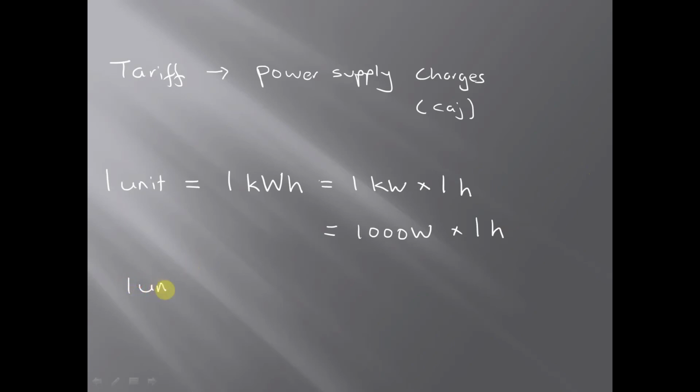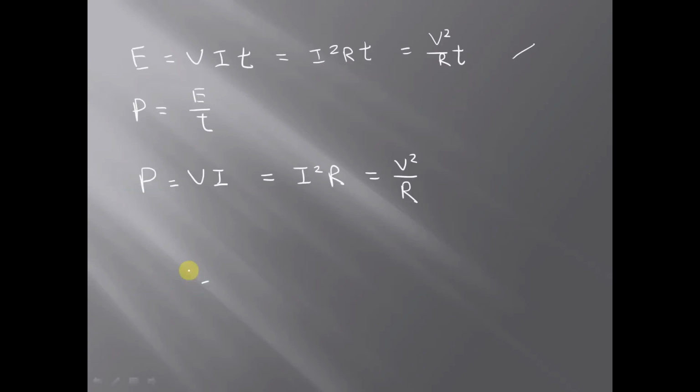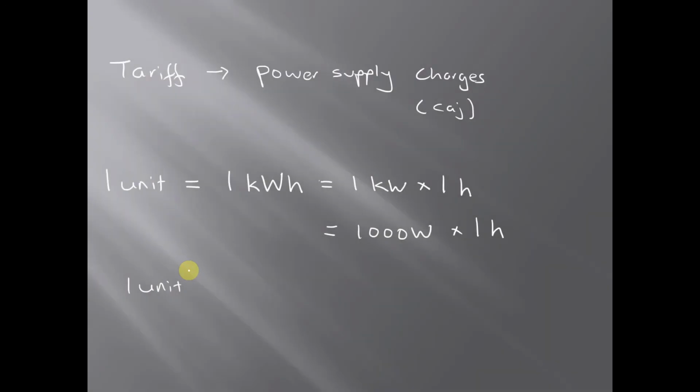Biasanya, satu unit dia akan memberi, one unit normally they will charge you is around, for example, 20 cent. So bermakna kalau kamu pakai satu unit, you kena bayar 20 sen lah. Itu maksudnya. So how is it going to work?